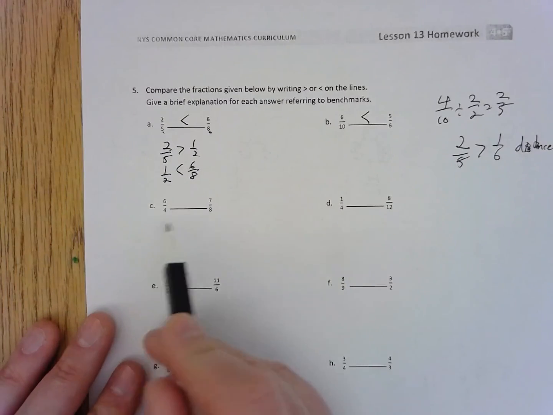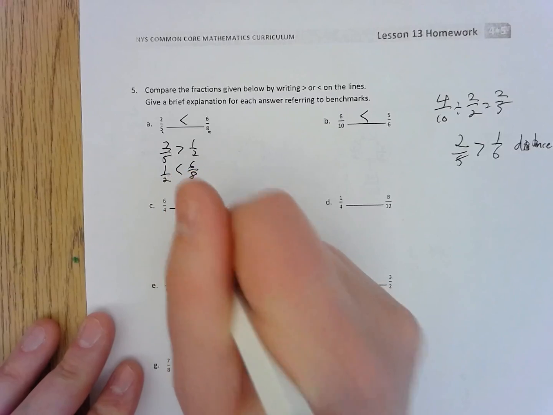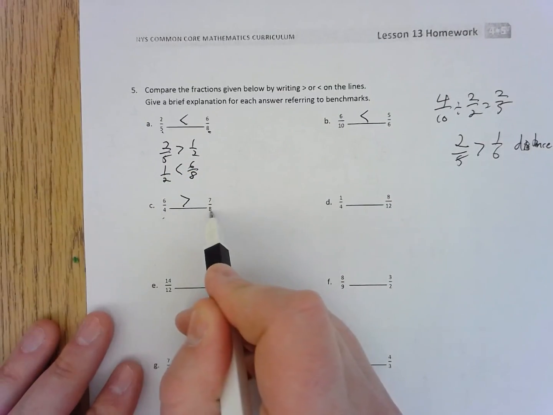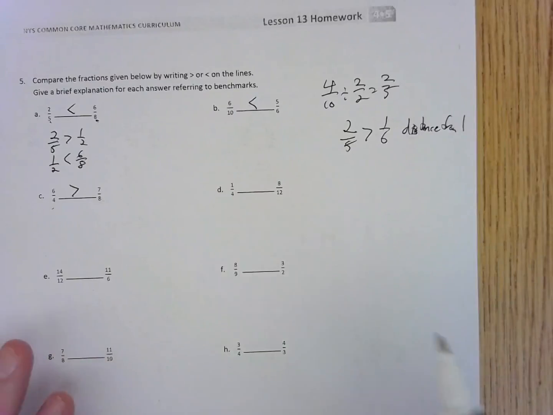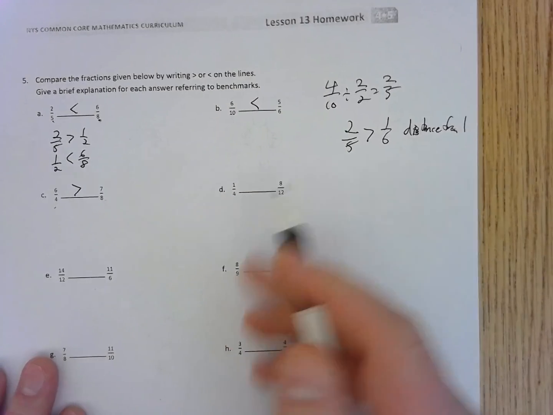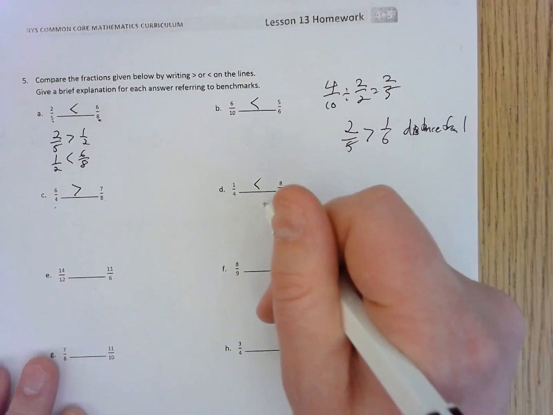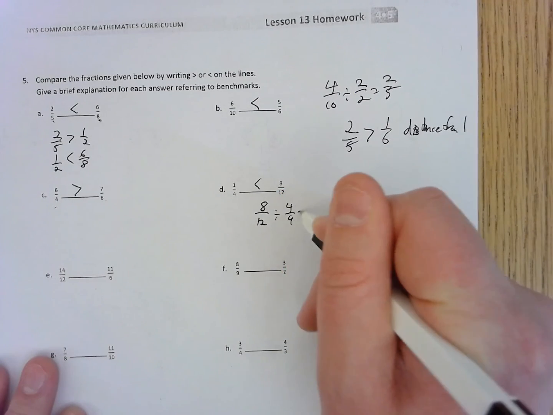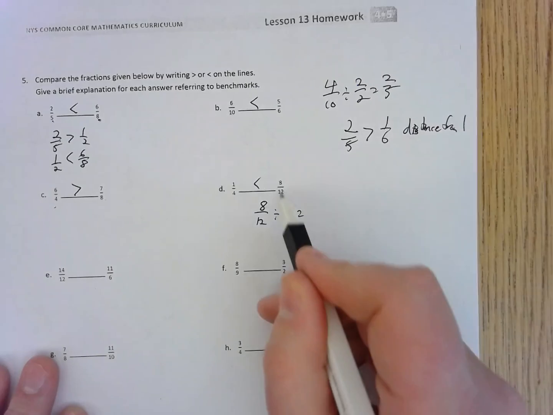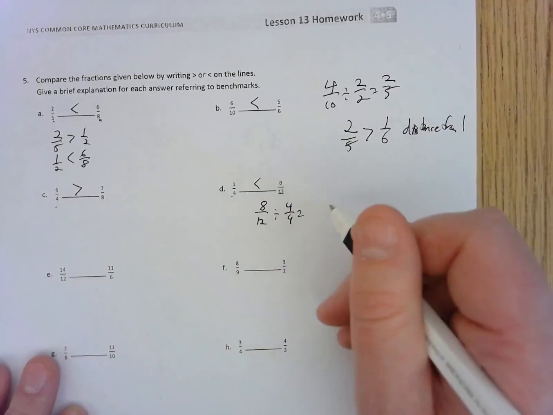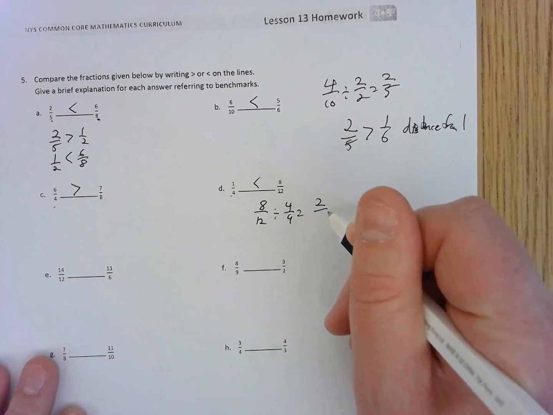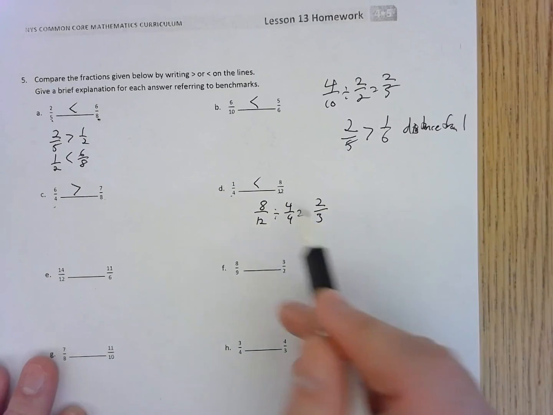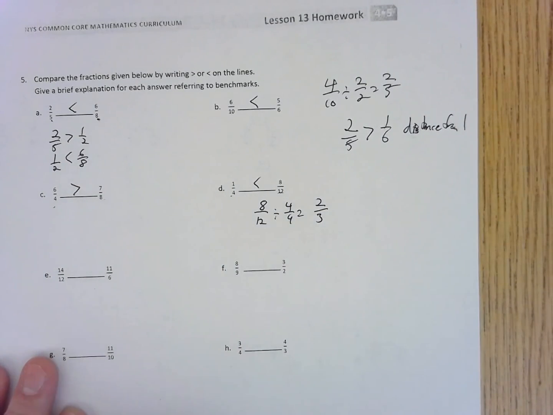Okay, 6/4 and 7/8. 6/4 is greater than 1. 7/8 is less than 1. Easy peasy on that one. 1/4 is less than 8/12. If we want to find an equivalent fraction for 8/12 and divide by 4 over 4, because we can find a common denominator between these two, we would get 2/3, and we know 2/3 is definitely larger than 1/4.